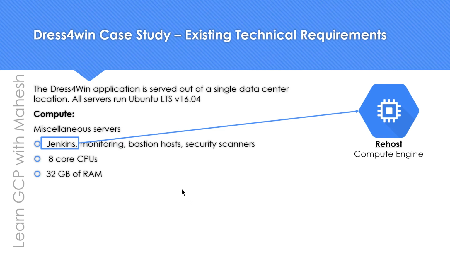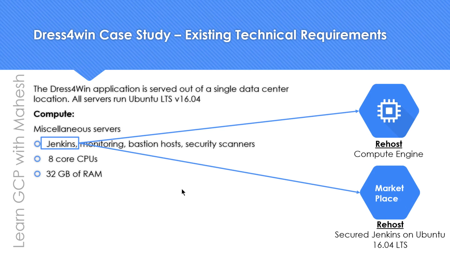The second option is again rehost. It is on a virtual machine, but we are becoming a bit smarter here. We are using the Marketplace. So we are using Secure Jenkins on Ubuntu version 16 to provision our Jenkins, because with option 1, you need to install the virtual machine and migrate it. So it could be one option. Another option is you just go to Marketplace and search for Jenkins, and you should get this option.